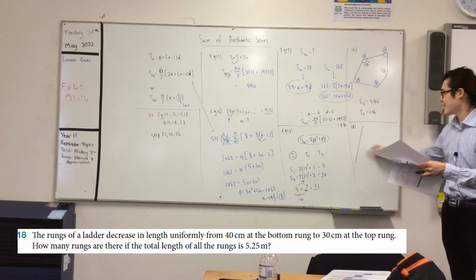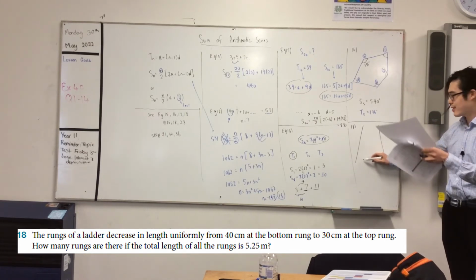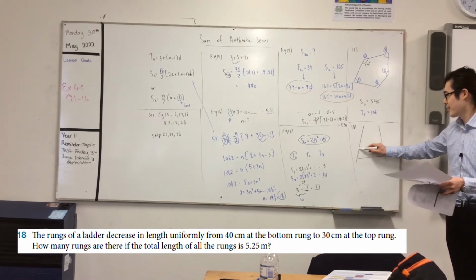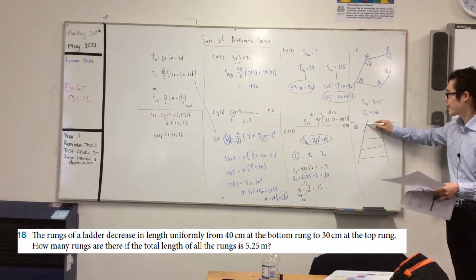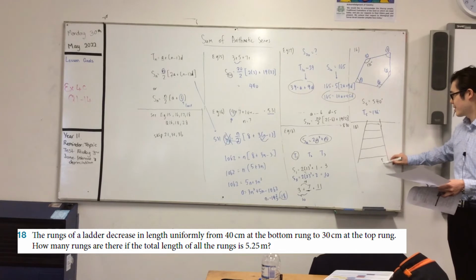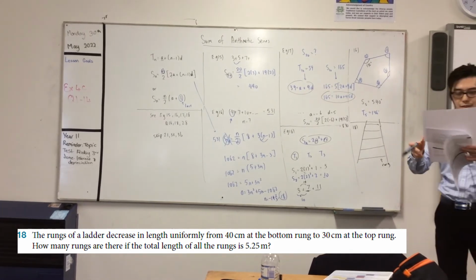So this is what the picture is. You've got a ladder, and the rungs of a ladder decrease in length. That made sense when I Googled it. Obviously the rungs decrease over time, so this is the rung. All right. Read the question, stay with me.